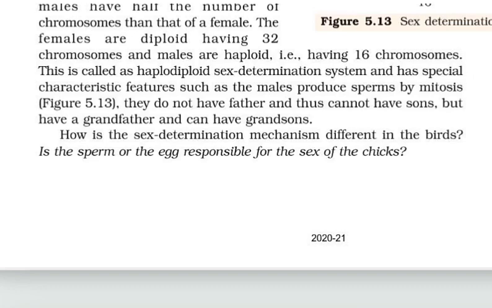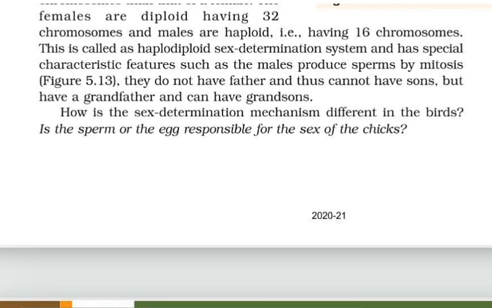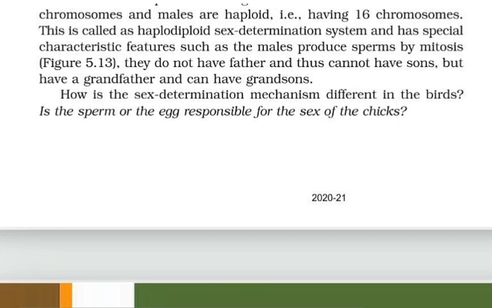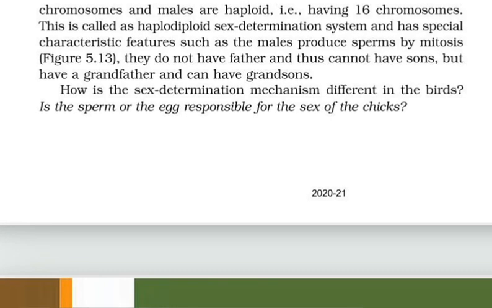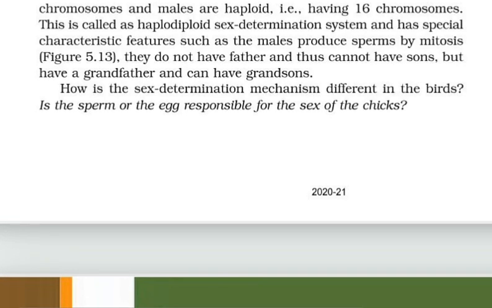This means that the males have half the number of chromosomes than that of a female. The females are diploid having 32 chromosomes and the males are haploid, that is having 16 chromosomes. Males में 16 chromosome होते हैं, females में 32 chromosome होते हैं. This is called as haplodiploid sex determination system and has a special characteristic feature such as the male produce sperms by mitosis. They do not have father and thus cannot have sons, but have a grandfather and can have grandsons.